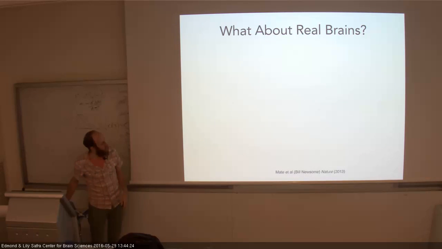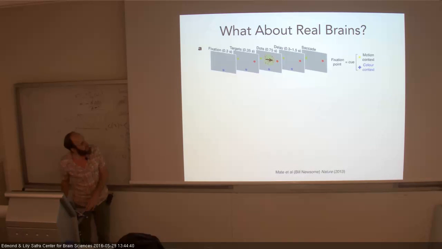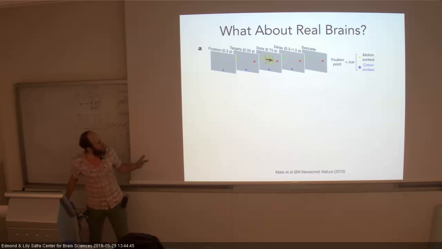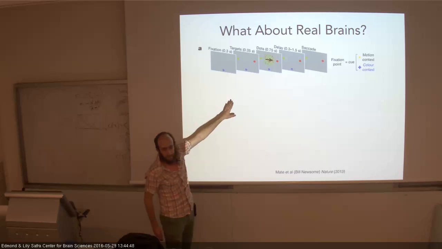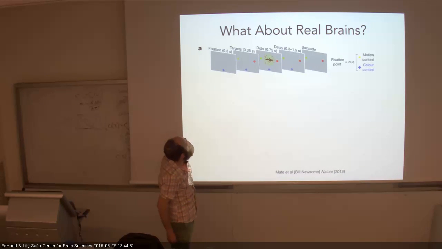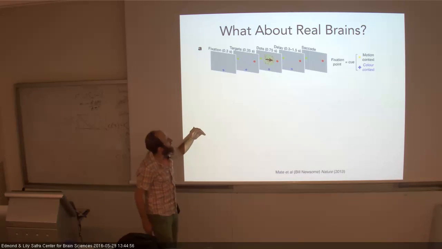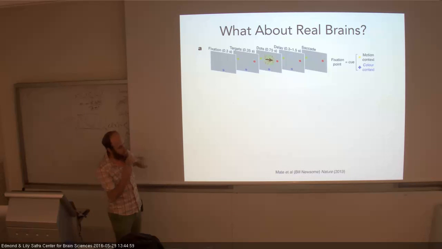But what about real brains? Does it have anything to do with them? Well, it's sort of been suggested that maybe it does. And this paper from Bill Newsom and Mattei et al. in Nature 2013 was based on an experimental study with monkeys performing this task. The monkey sees moving dots of 2 different colors, and depending on the motion of the dots, it has to move its eyes, do a saccade of its eyes to the right or to the left.